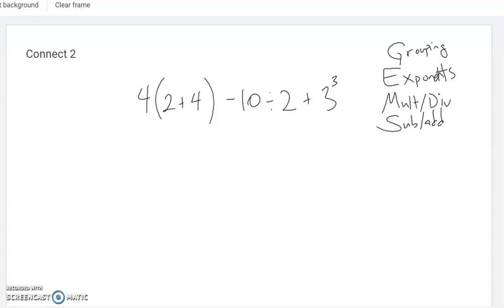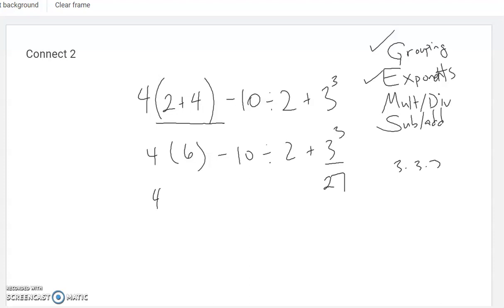So if I wanted to figure out what all this equals, I would go in order. The first thing I would do is the grouping symbols. Those make 6. So I have 4 times 6 minus 10 divided by 2 plus 3 to the 3rd power. So now I've done the grouping symbols. The next thing you would do is the exponents. I have one exponent here, 3 to the 3rd power. Remember, 3 to the 3rd power means 3 times 3 times 3. That's 3 times 3, which is 9, times 3 again. So that's 27. Still have 4 times 6 minus 10 divided by 2 plus that.